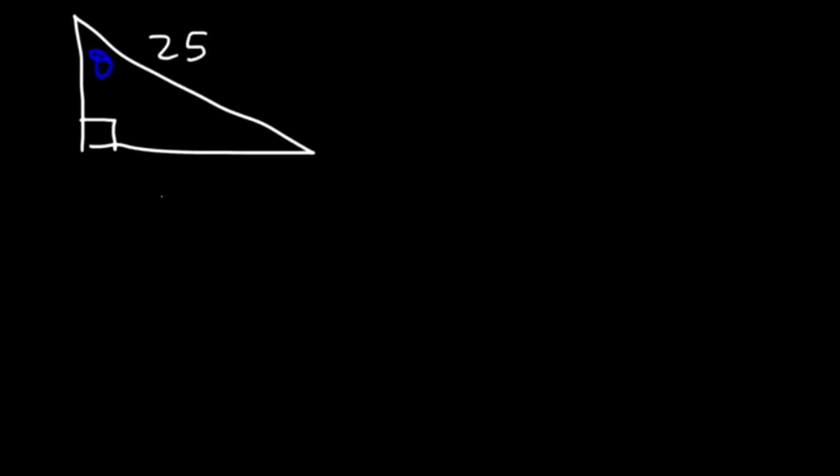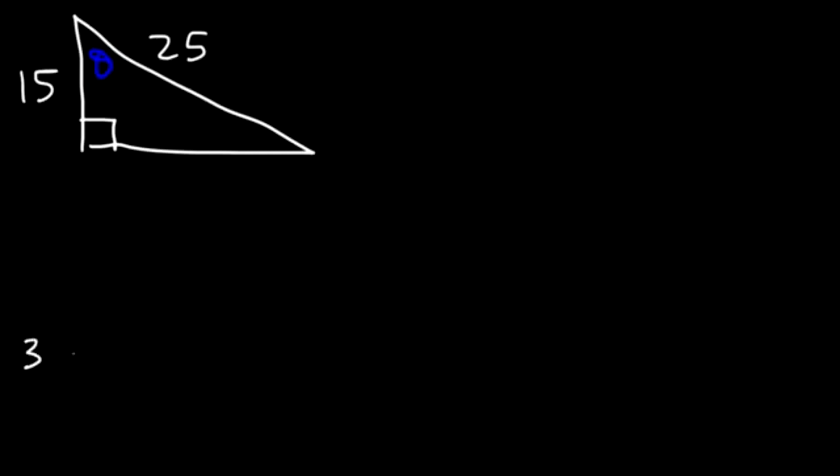So here's a different problem. So let's say here's our right angle, and this time this is theta. And let's say the hypotenuse is 25, and this side is 15. Find the missing side, and then go ahead and find the value of the 6 trigonometric functions.